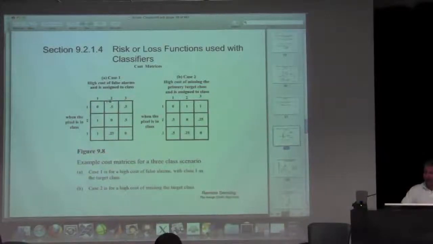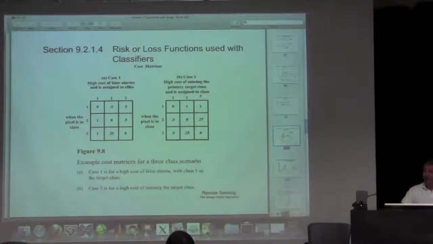All right, so what does that mean? If I actually assign a pixel to class 2, and it's really in class 1, what is my loss factor? Well, it's this factor right here, 0.5. All right, so what does that say? Well, it says that that's less important to me. It's a number lower than 1. It's less important to me than if I assigned a pixel to class 1 when it was really in class 2. That's more important.